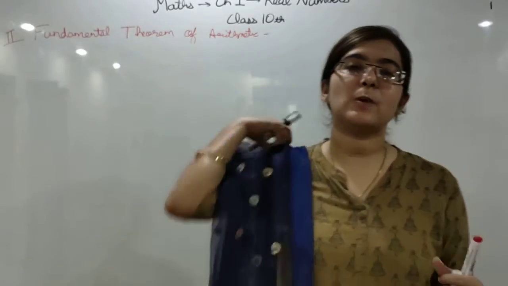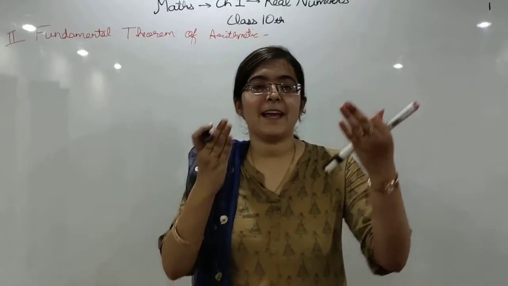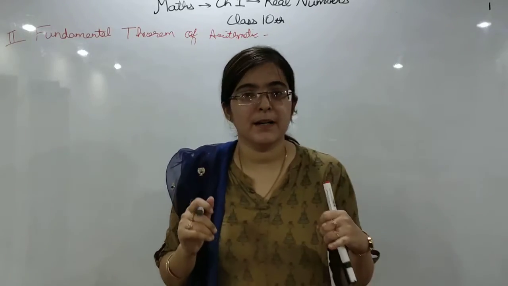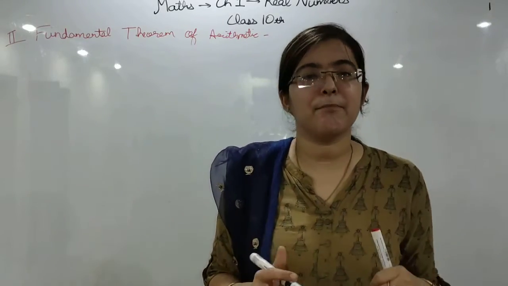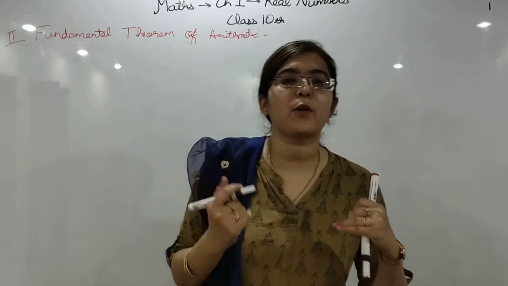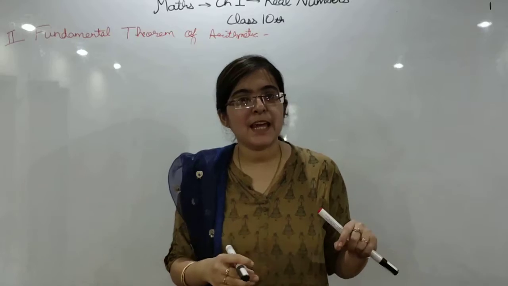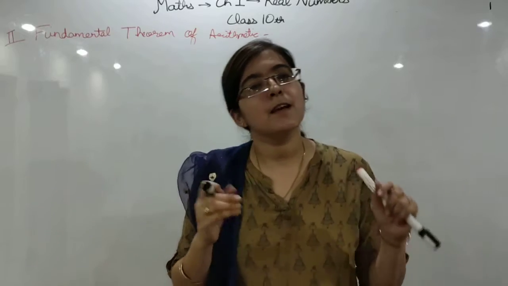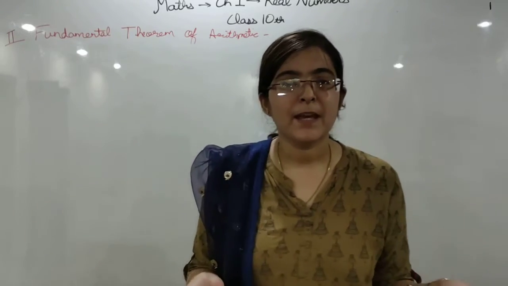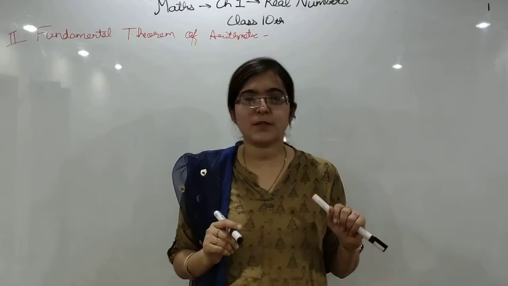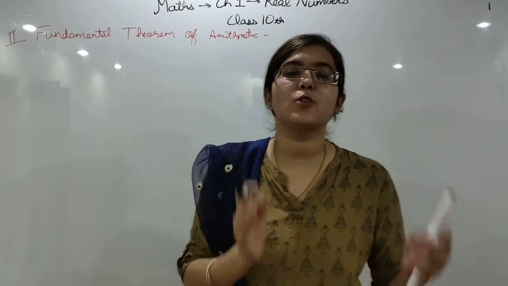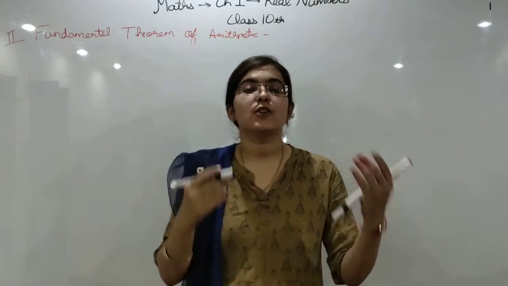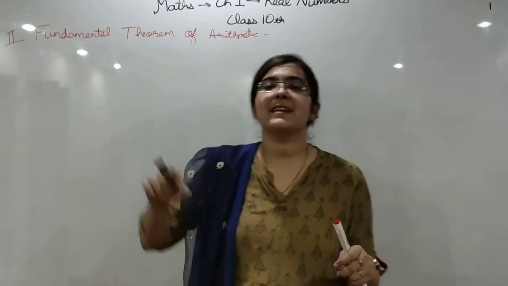In your earlier classes you have studied that we can factorize any number. This theorem says that any composite number can be expressed as the product of its primes. For example, 4 is a composite number, so I will express 4 as 2 into 2. If I take 6, I can express 6 as 2 into 3. The same thing is in this theorem.